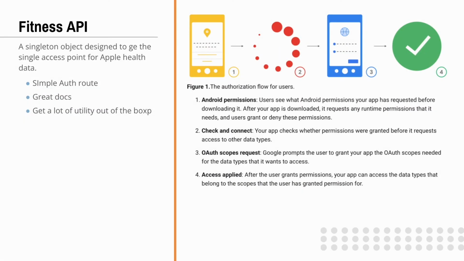And then we're going to move on to the Google Fitness API. It's got a really simple auth route for requesting permissions again. You can see here, you're going to first request Android permissions, check they're connected, and then do a little bit of scope testing, and then you're going to access that data. And that's a pretty simple flow that you're going to see a lot.